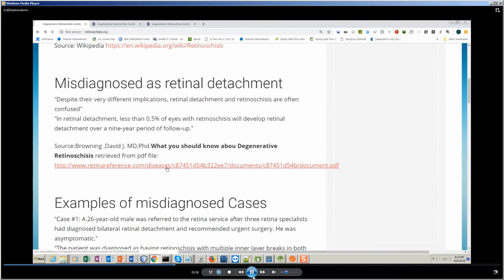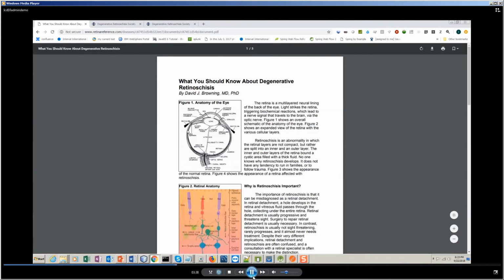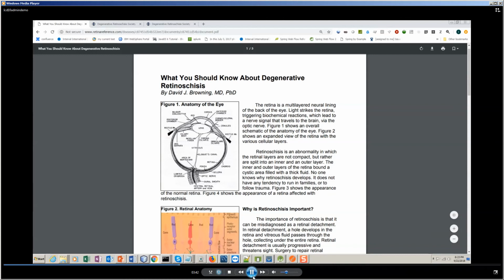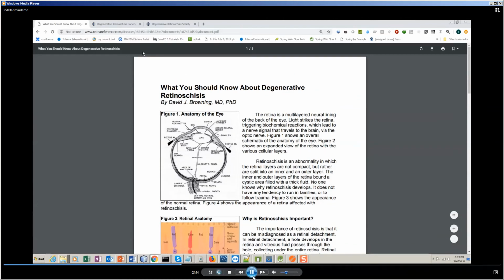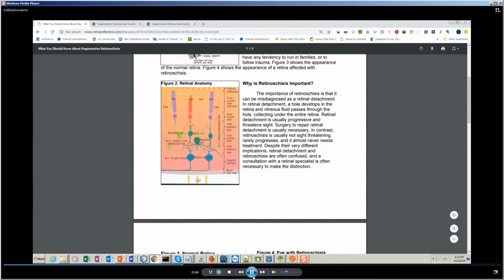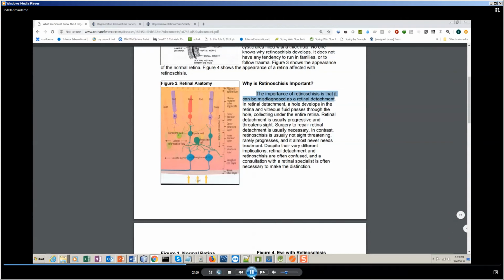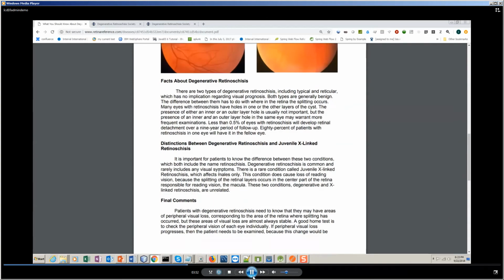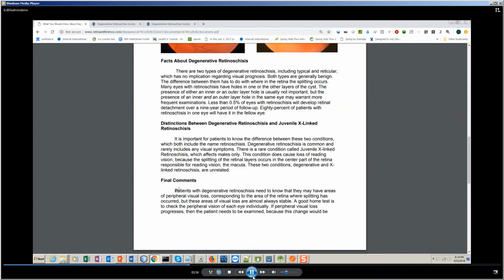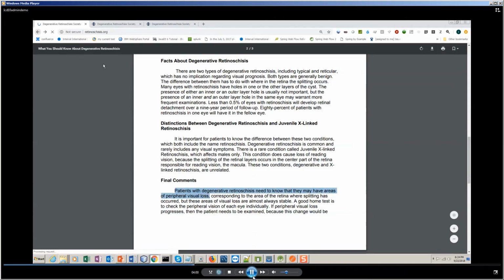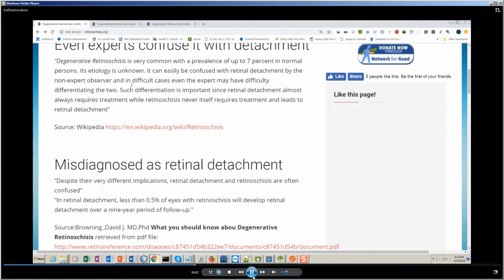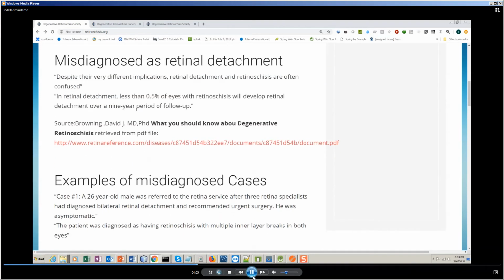The e-patient goes to another link and finds more important information about retinoschisis. From David G. Browning, MD, PhD, he reads and checks that the importance of retinoschisis is that it can be misdiagnosed as a retinal detachment. Patients with retinoschisis need to know that they may have areas of peripheral visual loss. That's important for a patient to know, so he doesn't worry.